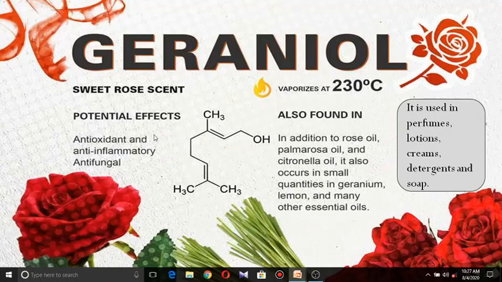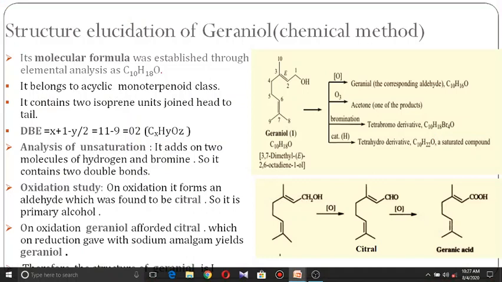Its uses are as an antioxidant, anti-inflammatory, antibacterial, and it is also used as an antifungal. Next we come to the structure determination of geraniol. It's a chemical method. Earlier there were no sophisticated methods at that time, so scientists used to rely on chemical methods.